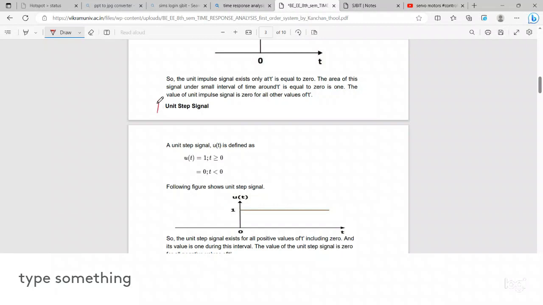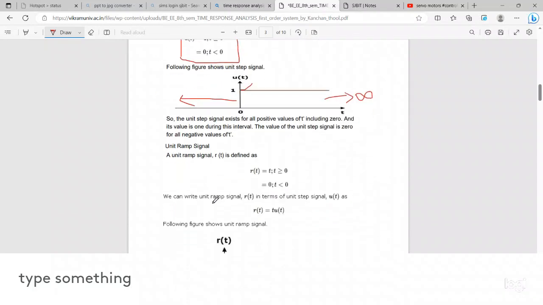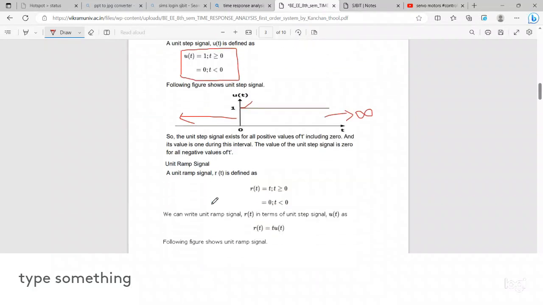The unit step signal is one type of input we take. u of t is equal to 1 whenever t is greater than or equal to 0, and for t less than 0 the value is 0. In the response, at t equal to 0 the output is 1, and up to infinity u of t is 1 only. On the negative side, t less than 0, the value is 0. That we call the unit step signal.